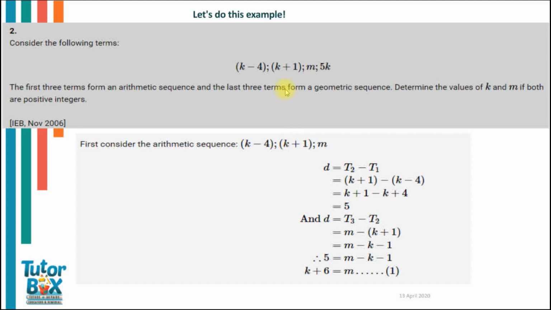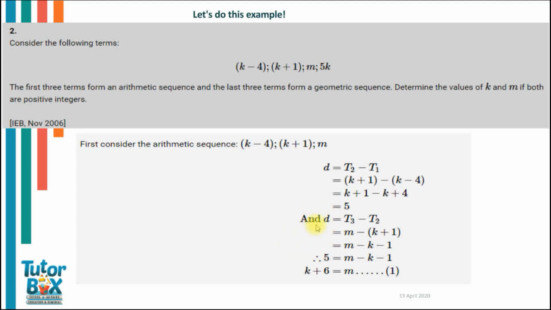Because they form an arithmetic sequence, there has to be a common difference. To get my common difference, I take k plus 1 minus (k minus 4). So this will become k plus 1. This minus is multiplying that plus k, so that will be minus k. This minus times the minus 4 will be plus 4. Then I simplify: k minus k is 0, plus 1 plus 4, I get 5. And then I double check with another common difference.